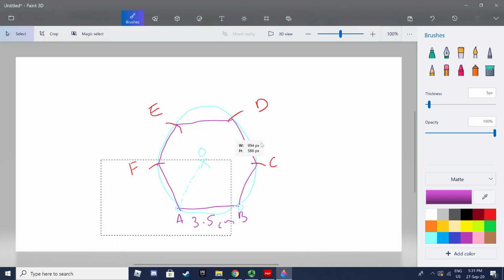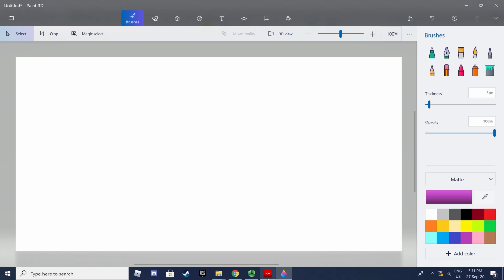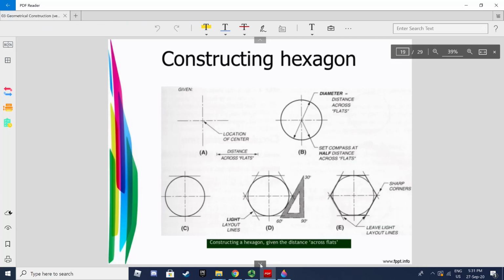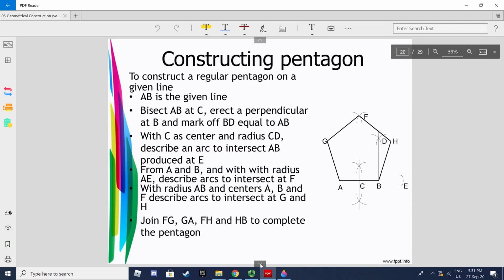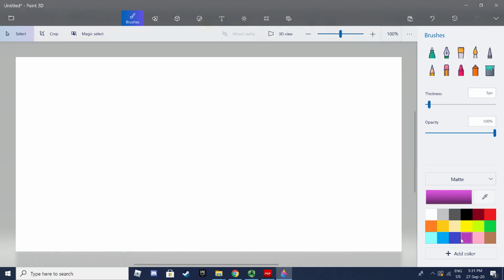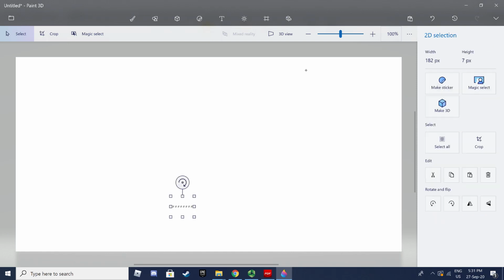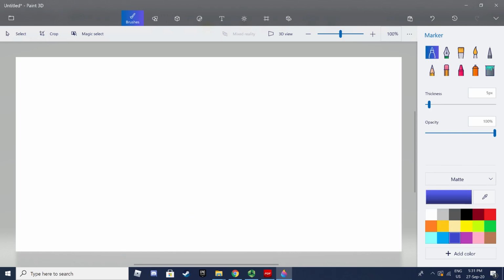So, the next one. Constructing a pentagon. To construct a regular pentagon on a given line, AB is a given line. Let's say it's given to you, let's say I give you this line AB. Say this one is 2 cm, you can try on your own. This is 2 cm.